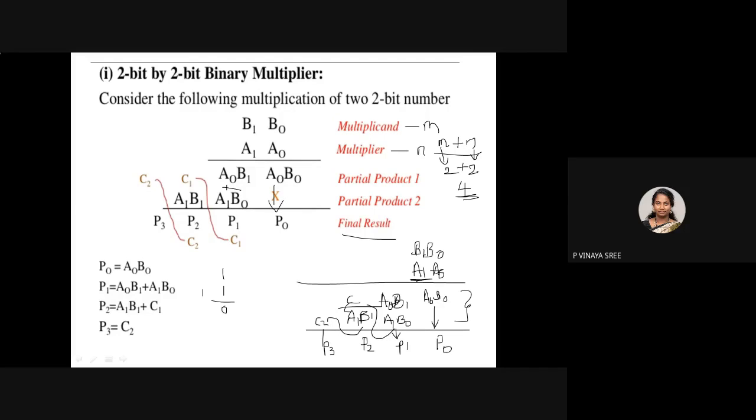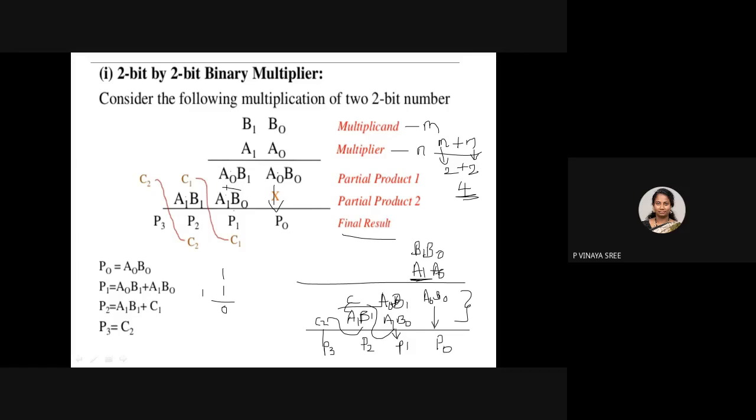For that, first of all, in order to implement a binary multiplier, you must use AND gates. Why? Because there is an AND between this and this. But before going to the AND gates, you must know how many AND gates are to be used. For the multiplicand and multiplier, you need to do multiplication m into n. So m is 4, and n is 4? No, 2 into 2. You will be getting a total of 4 AND gates. You need to use a total of 4 AND gates.